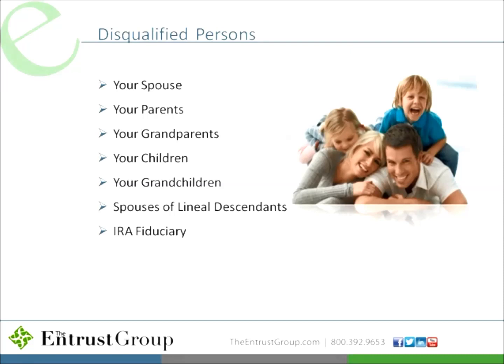These people cannot buy and sell between themselves and your IRA. They can't live in the property that your IRA is buying. So you wouldn't be able to buy a condo, for example, and rent it to your mother or to your daughter or to somebody else who's a disqualified person.